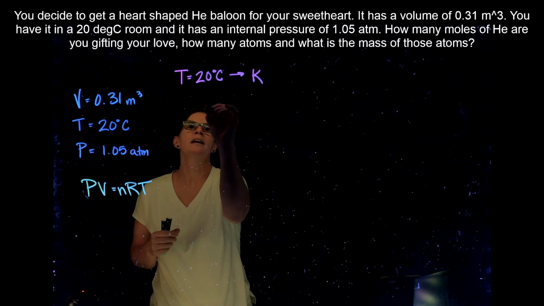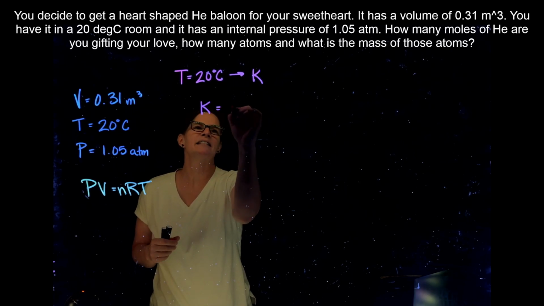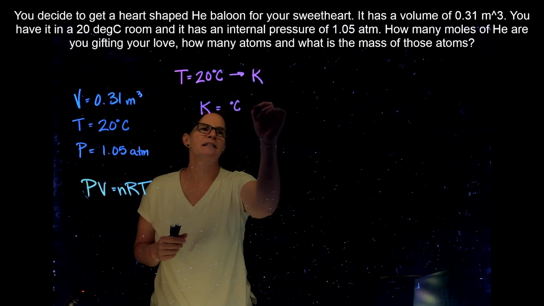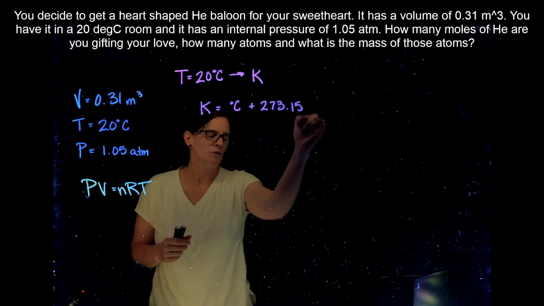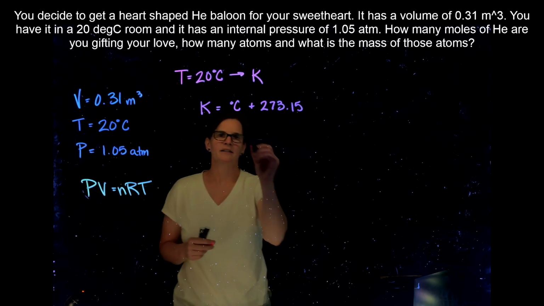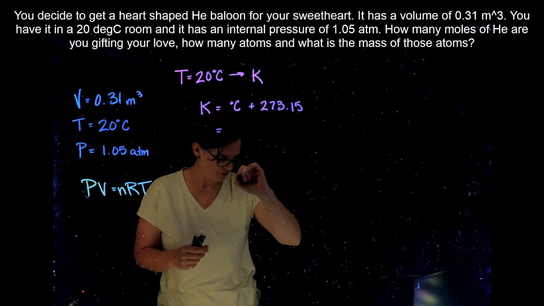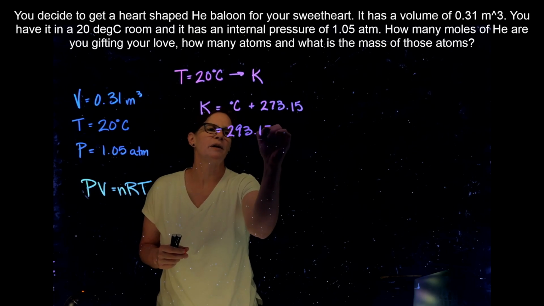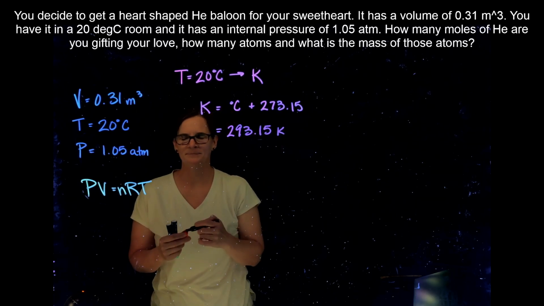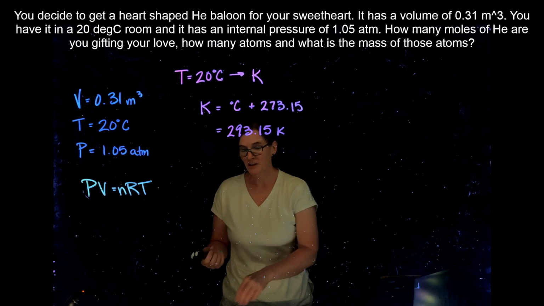So we know that Kelvin is equal to the degrees Celsius plus 273.15. And so we find our temperature that's going to be useful for us in our equation is 293.15 Kelvin.